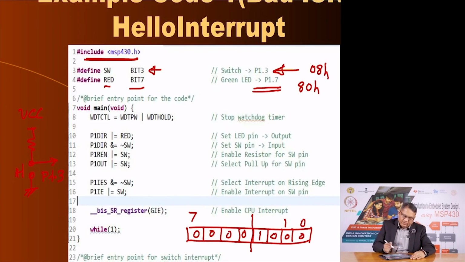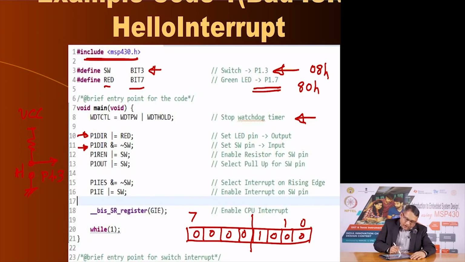Now, in our main program, as we always do, we have disabled the watchdog timer, and we have to now tell the microcontroller that we want to use red, we want to use the LED on pin 1.7. Therefore, that pin must be declared as output, and we want to use a switch on pin P 1.3, and that must be declared as input. And so, with this instruction you are deciding the direction of the P 1.7 bit as output. The P 1.3 pin is being declared as input.